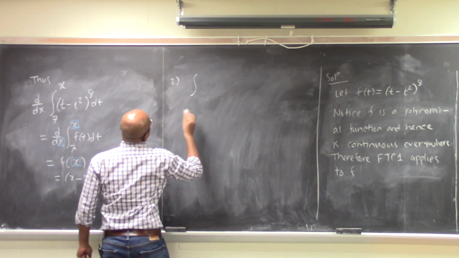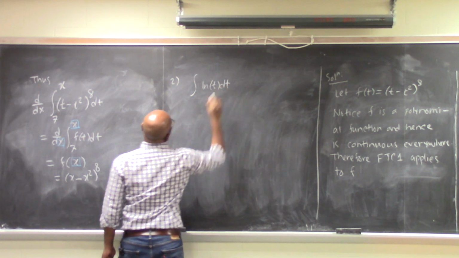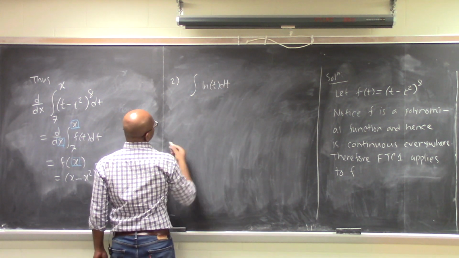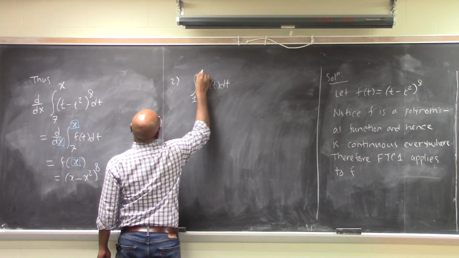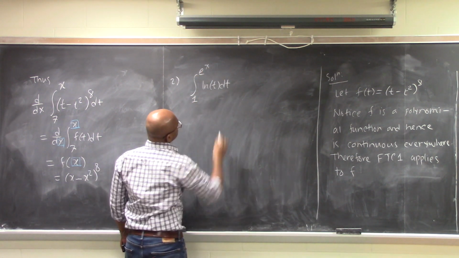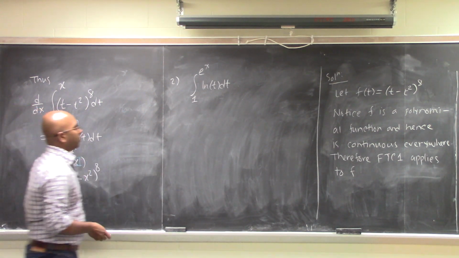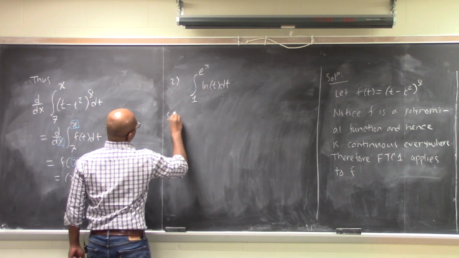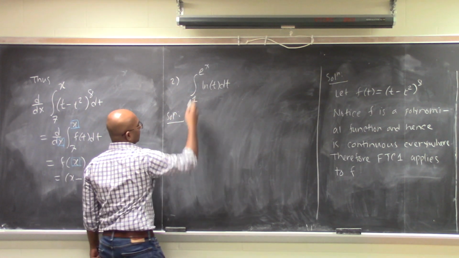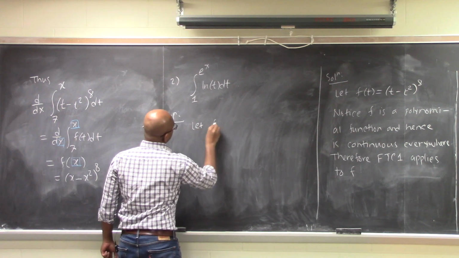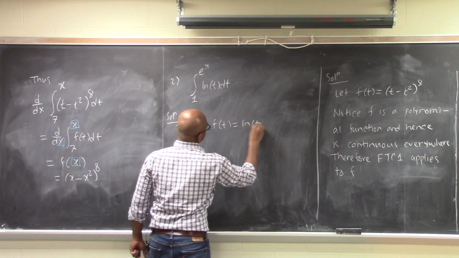This is integration of ln of t with respect to t, starting from the 1 up to e to the power x. Okay. Solution. We'll follow the same pattern of writing the solution. So let's give it a name. Let f of t equals to ln of t.